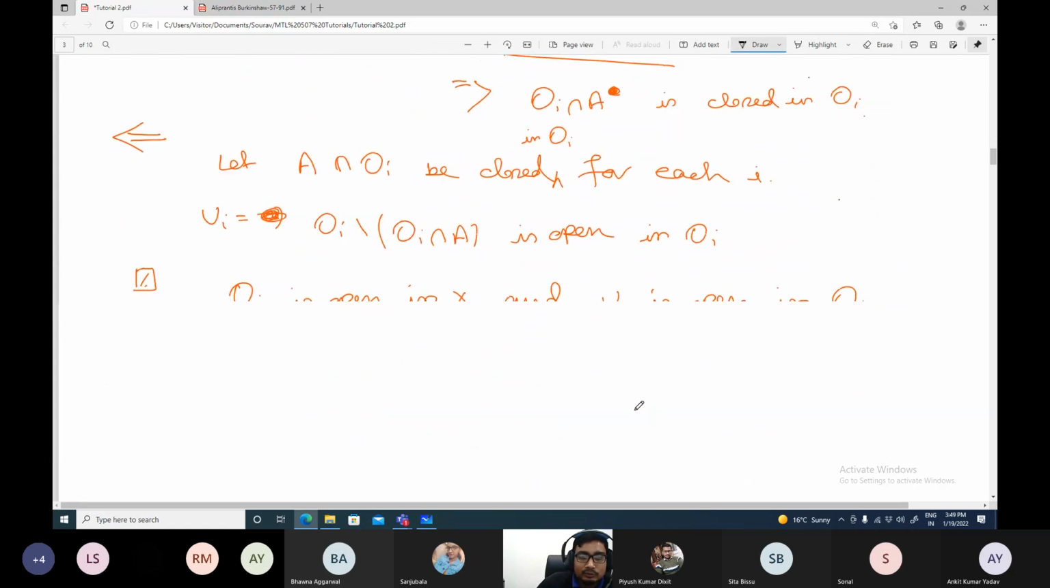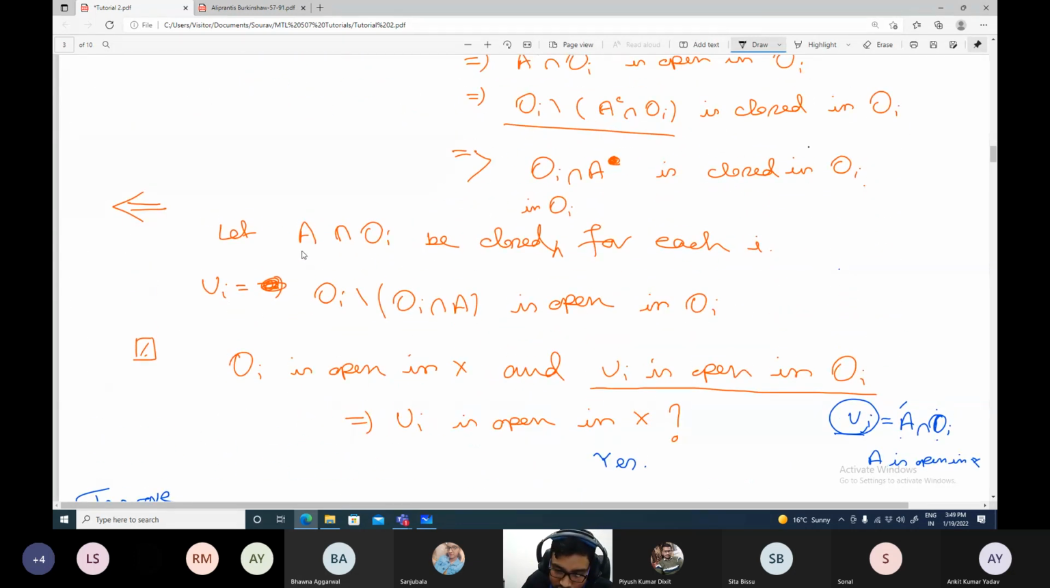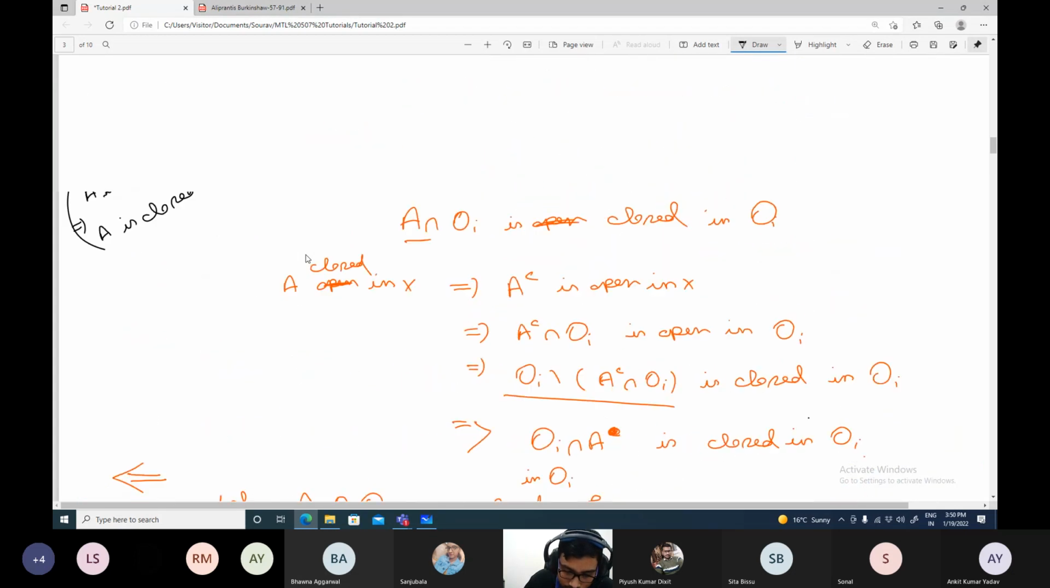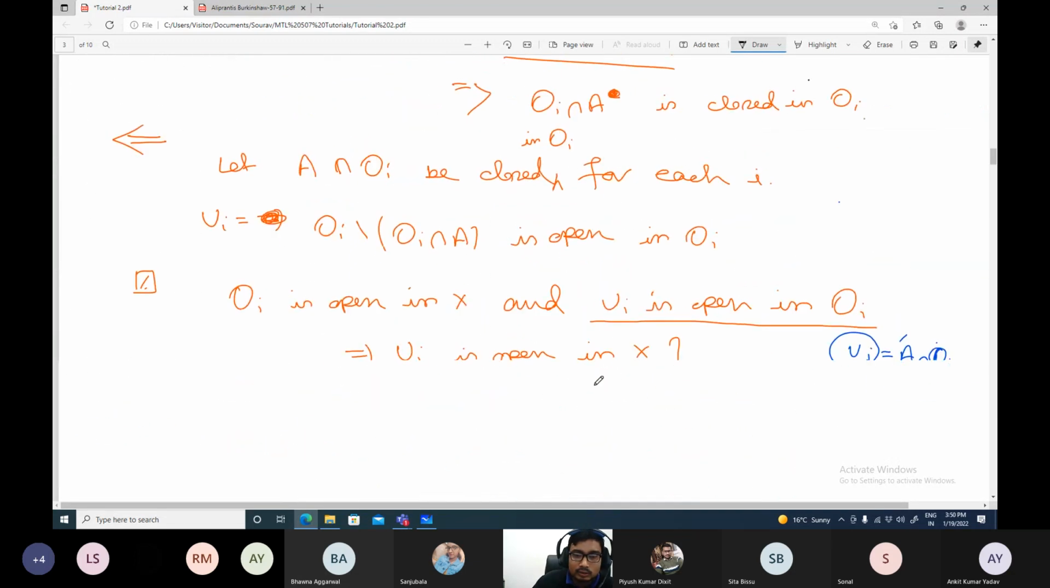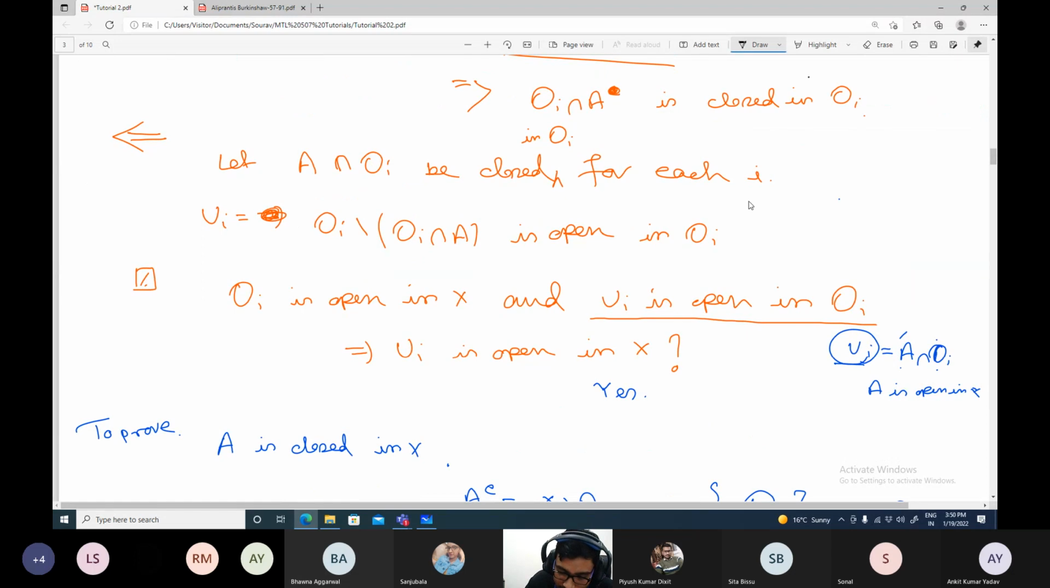Okay. So now let this one be closed. Oh, sorry, not this one. It's A intersection O_i. So now let this one be closed in O_i. So what does it mean? This one is closed in O_i with respect to the subspace topology. Right. Now if we take the complement of this one in O_i, it will be O_i minus this one. This one is a closed set in O_i, and so this is an open set in O_i.